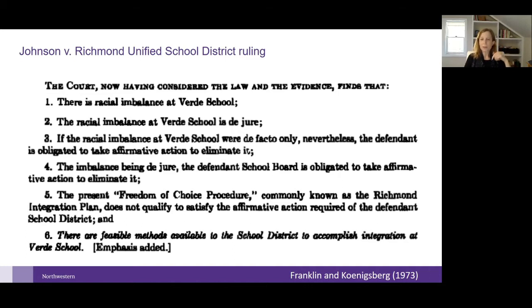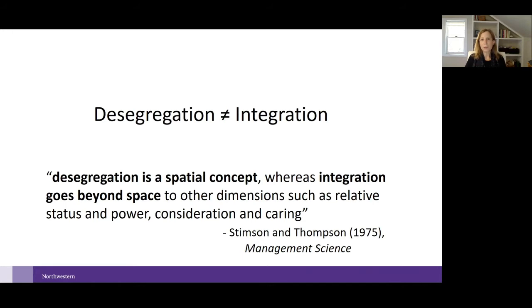So this paper's from '73. Also around this time, you start to see a really interesting paper in Management Science that I encourage you to read, looking at the larger question of how researchers were modeling school desegregation. The paper calls out the difference between desegregation and integration. Desegregation is a spatial concept. It is coming up with ways to allocate students to schools so that the resulting racial diversity of the school matches the community. Integration goes far beyond that.